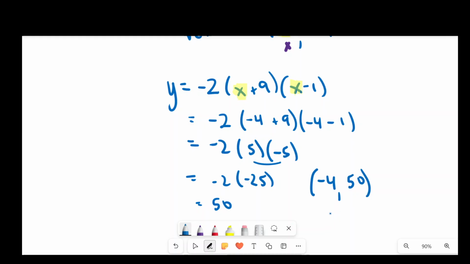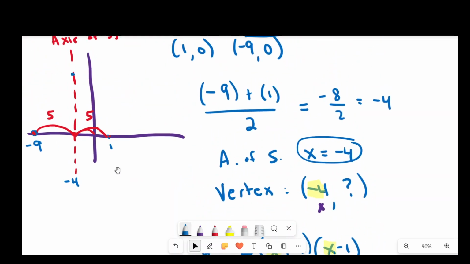And just one other really quick thing, I'm going to go back to my sketch for a second. I know that the vertex is at -4, 50. Now I'm not going to attempt to make like a beautiful graph. I'm actually just going to use this graph still. Because I know that the vertex is somewhere up here because the y coordinate is 50.